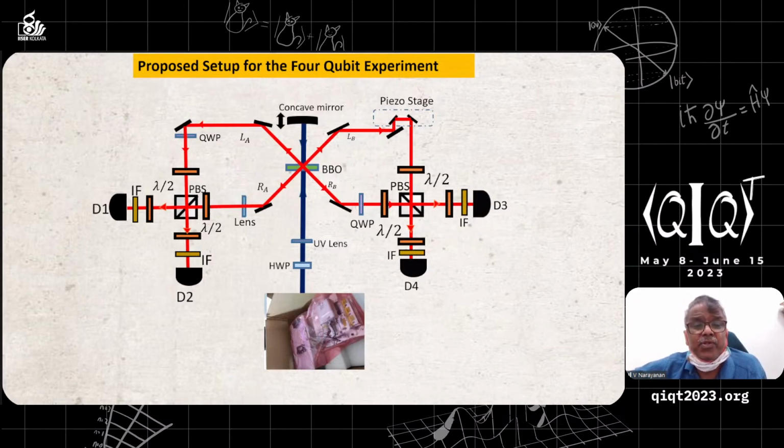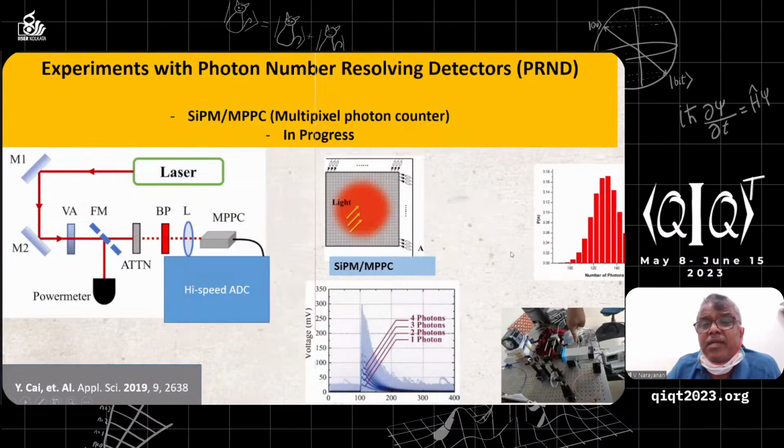I'll come to another part, which is recent. One not only uses a single photon detector. There is another kind of detector well known in high energy physics, called the silicon photon multiplier, or SiPM, or multi-pixel photon counter, depending upon which company or domain one uses. Basically, this is a photon number resolving detector. A photon number resolving detector is one where, if N photons are falling on the detector, one should be able to resolve this. Both the commercially available photomultiplier tube and the single photon detector do not do this.